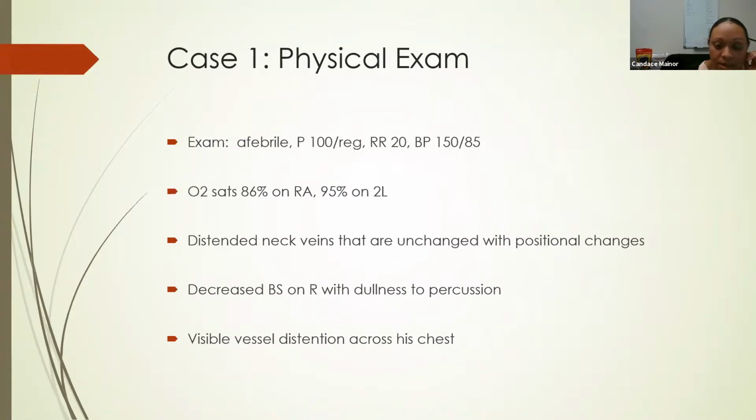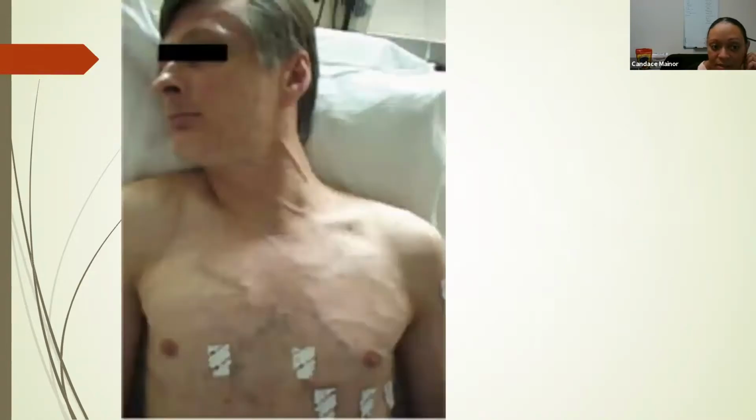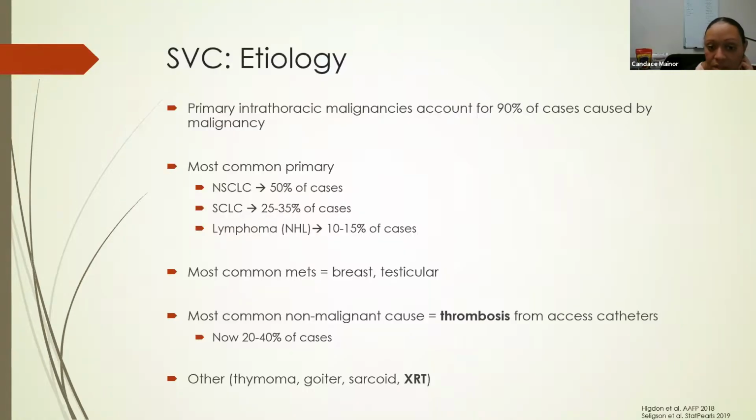So you examine him, and he's afebrile. His respiratory rate is 20. He's noted to be saturating 86% on room air and 95% on 2 liters. Then you notice that he has distended neck veins that are unchanged with positional changes, and he has decreased breath sounds on the right with dullness to percussion, and the vessels in his chest are visibly distended. He looks much like this man right here. So this is an example of a case presentation of a patient with SVC syndrome.